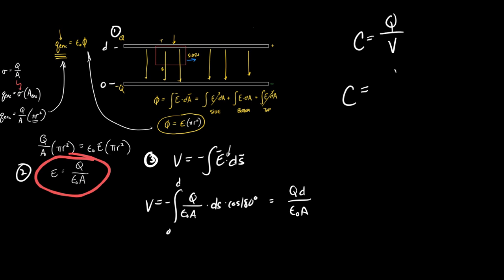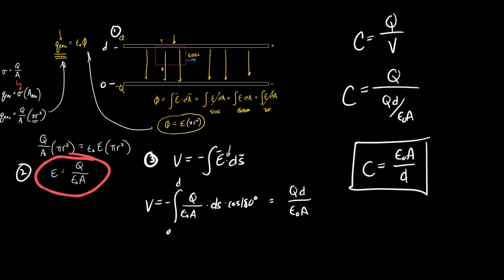So we leave Q here, and we pop in our expression for V, which is Qd over epsilon naught A. Cancel the Q's. If you've done this right, the actual charge needs to cancel. You need a final expression that isn't about how much charge is there or about the potential. What you need is something that is purely about the geometry of the system. There it is. That's all there is to it.